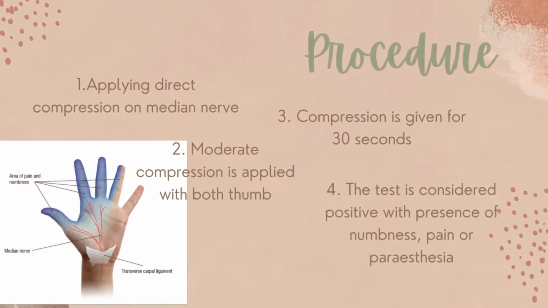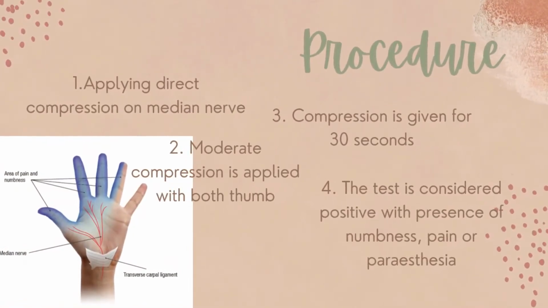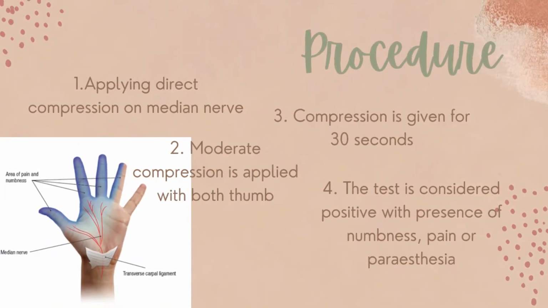Okay, next is the procedure for Durkan's test. First, applying direct compression on the median nerve. Second, moderate compression is applied with both palms. Third, the compression is given for as long as 30 seconds. Fourth, the test is considered positive with the presence of numbness, pain, or paresthesia.